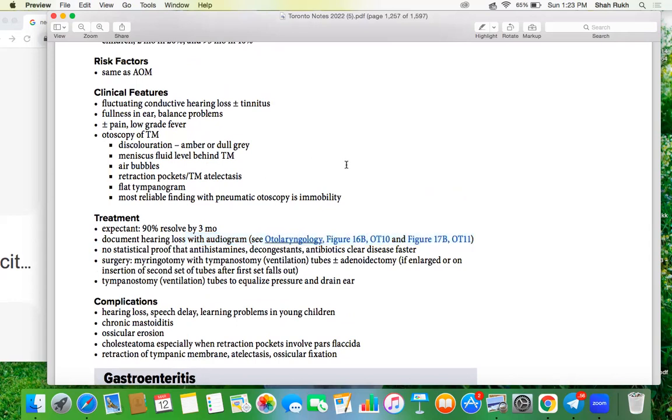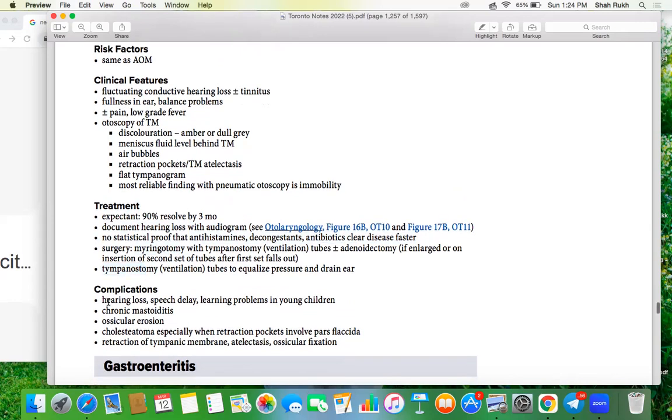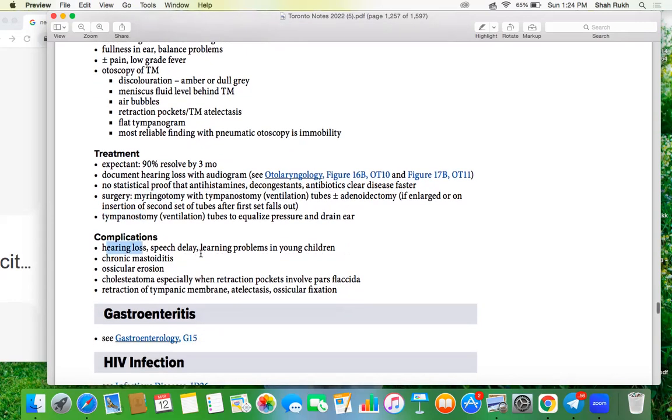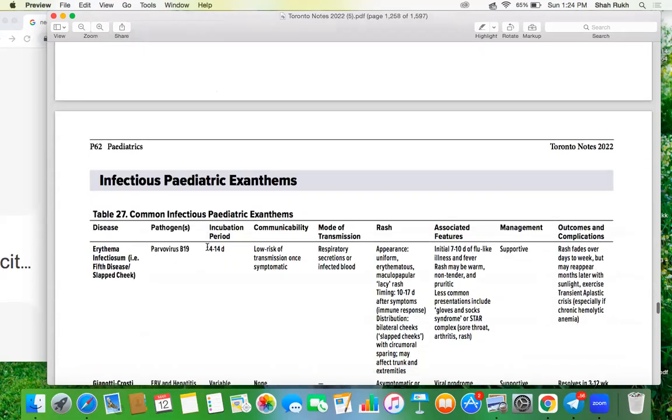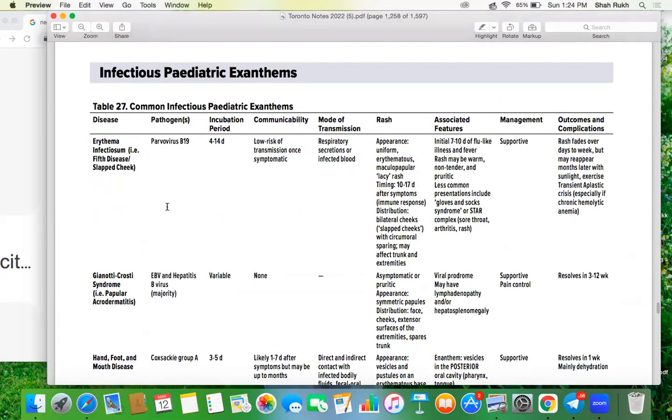Sometimes they want you to rule out any complication. So you need to know at which stage you are going to rule out the complication. Since it is written in treatment, documented hearing loss is part of the treatment. Not statistically proved with antihistamine, so these are not needed. So you can do a tympanostomy tube. So complications: first one is hearing loss, then speech delay. So it can present with a speech delay. So it is important.